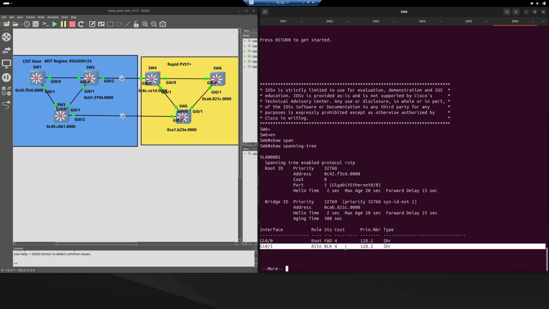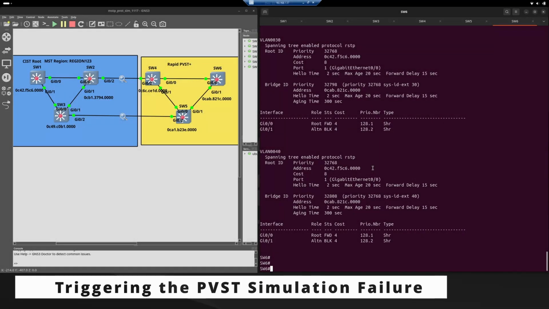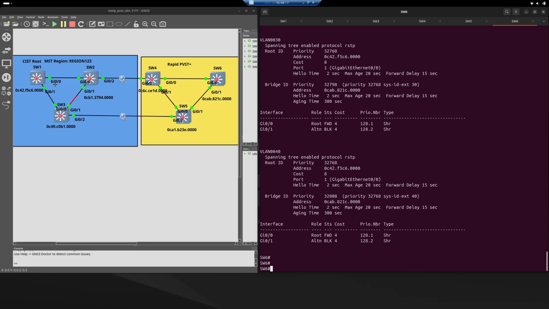Now, according to the first rule, if the CIST root is in the MST region, the bridge ID for all the VLANs must be higher than the bridge ID of the CIST root. And currently, this rule is met. But if I change the priority of any STP instance for any VLAN, not just VLAN 1, on basically any switch in the PVST domain.